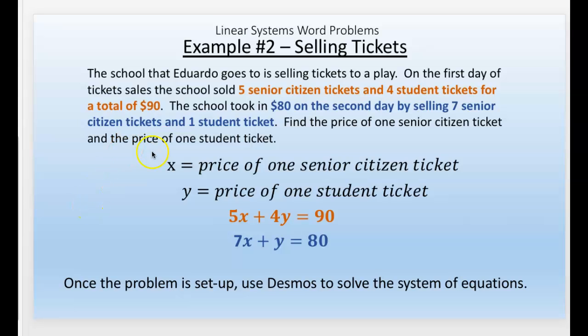Now be careful, this second sentence starts with the total. It says the school took in $80 on the second day. That's the total, 80. They sold 7 senior citizen tickets, that's 7X, and 1 student ticket, that's just Y. Again, once it's set up, you can use Desmos or any method you want to solve it. Okay, the setup is what I want you to focus on here in this video.